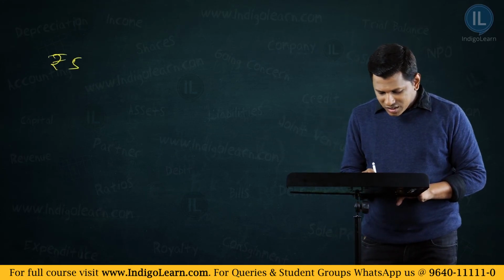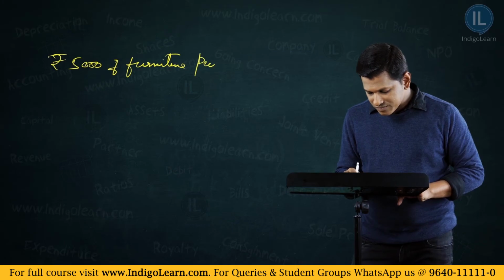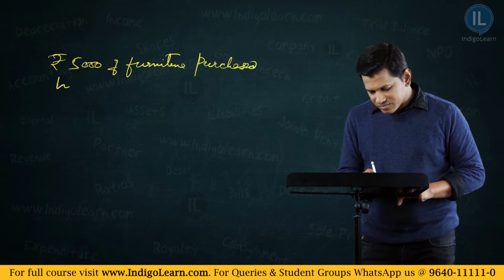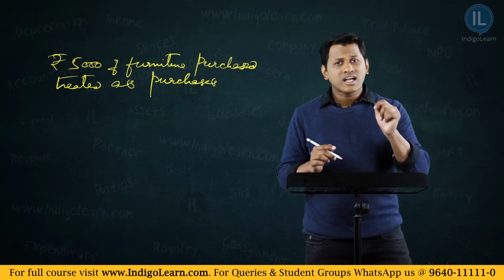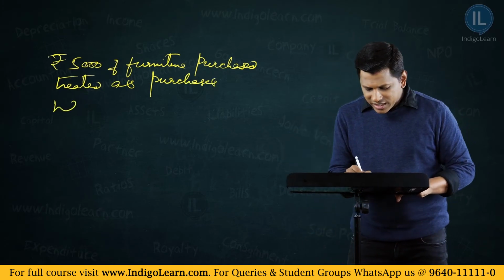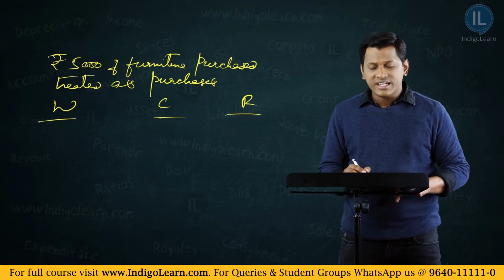Rupees 5,000 of furniture purchased, treated as purchases. We already solved a problem in a similar pattern. Come on, quickly tell me, what is the wrong entry, what is the correct entry, what is the rectification entry? What is the wrong entry?